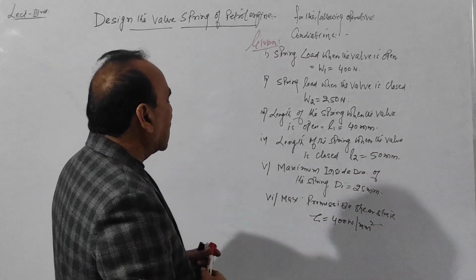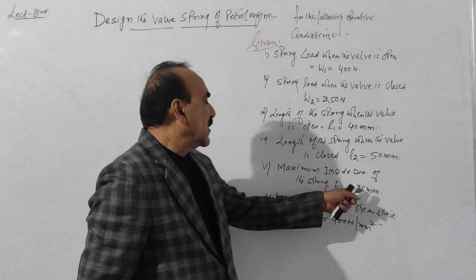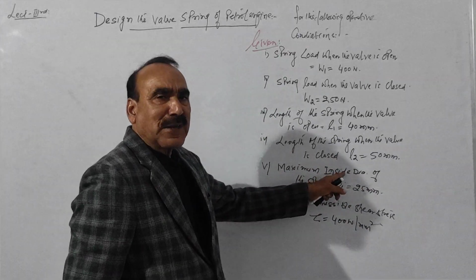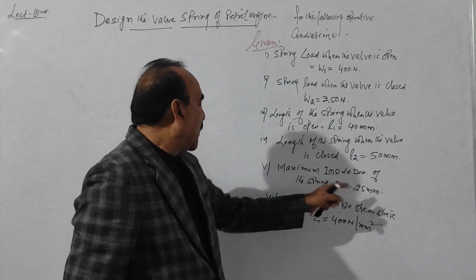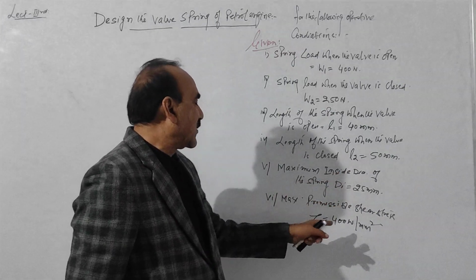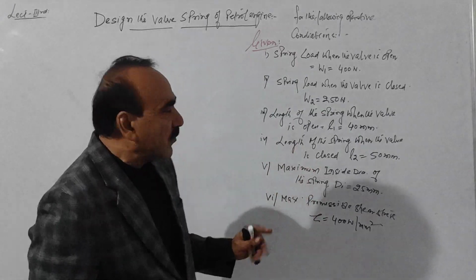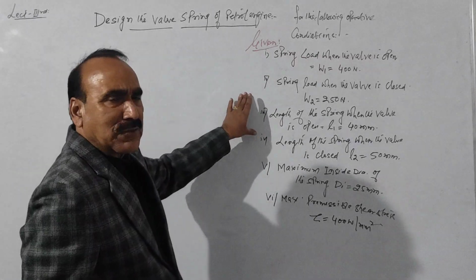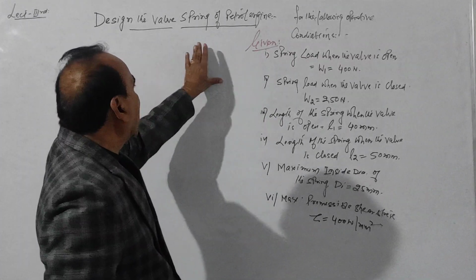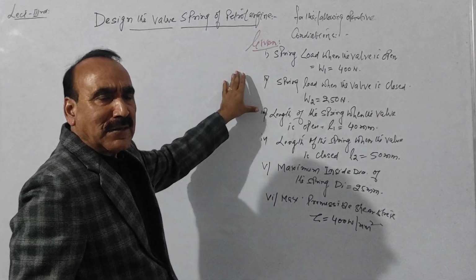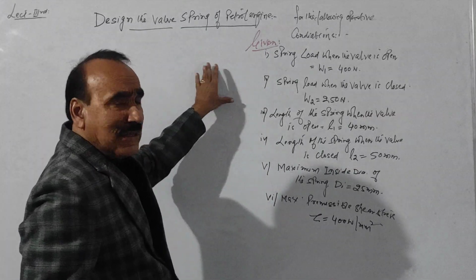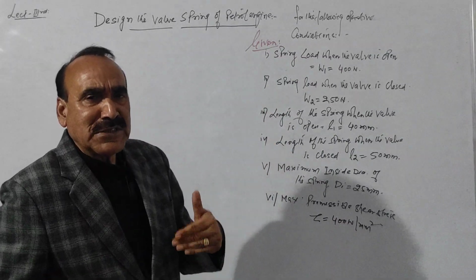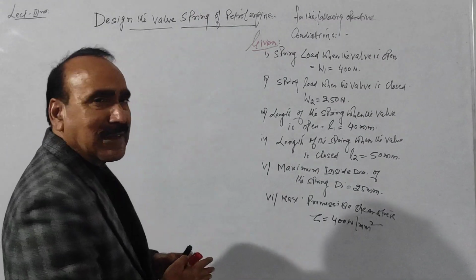So maximum inside diameter of the spring, Di, is given as 25 mm, and maximum permissible shear stress is 400 newton per mm square. So these are the operative conditions, and on these we have to design the valve spring of the petrol engine. This is a very important problem and a very important design, so you must take care of this and try to understand it. I will try to give you each and every concept of how we will design this.